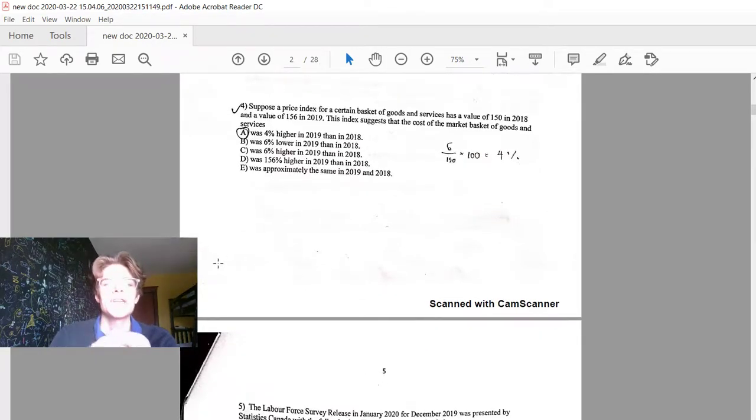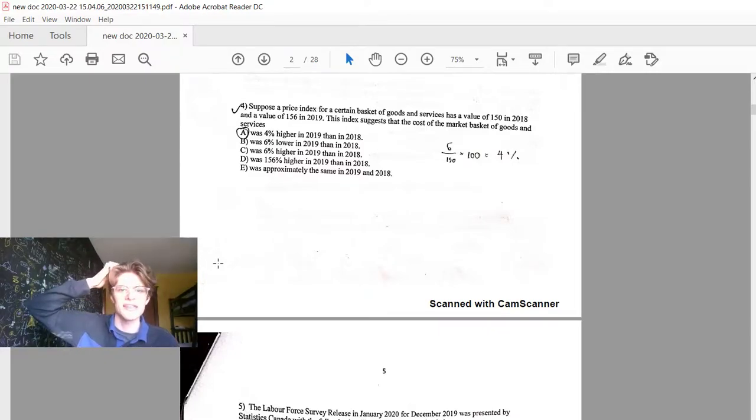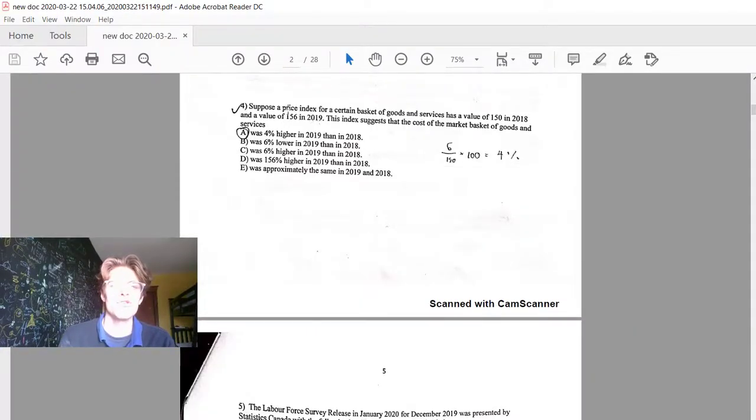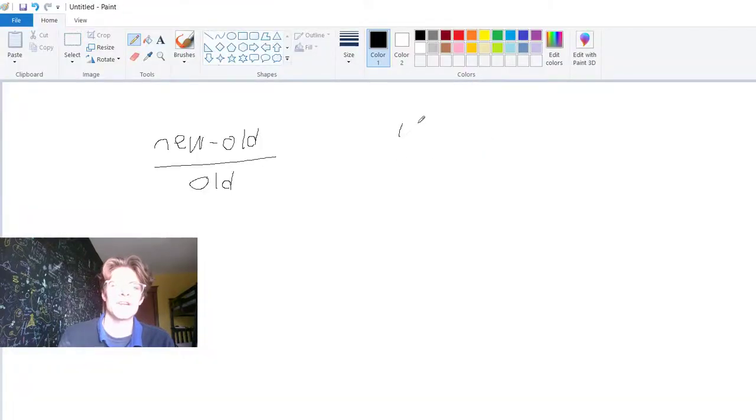Okay. Suppose a price index for a certain basket of goods and services has a value of 150 in 2018 and a value of 156 in 2019. This index suggests the cost of the market basket of goods and services... Okay, so we want to see how much higher it was. To find how much higher something is, we need a rate. So we're going to calculate that by doing new minus old over old. In this question, the new is 156 and the old is 150. So it's 156 minus 150 over 150, which is the same as 6 over 150.